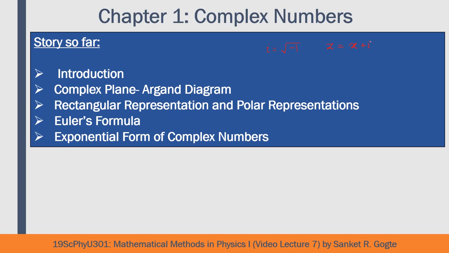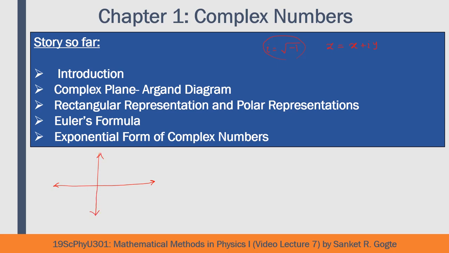x plus iy is one of the forms of a complex number where x and y both are real and are called the real and imaginary parts of the complex number respectively, and i is the imaginary number which is square root of minus 1. Then we discussed a way to plot or represent a complex number in a plane, which is called the Argand plane.